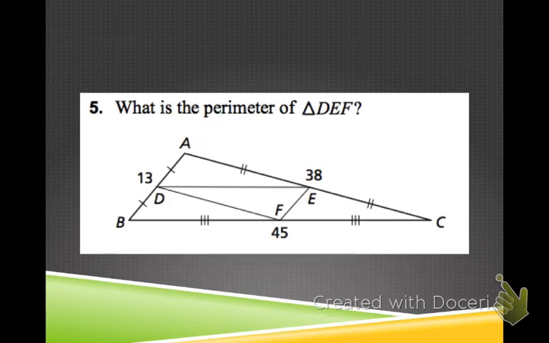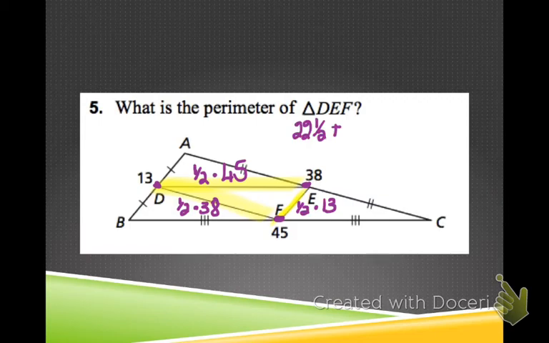Now, they want to find the perimeter of our mid-segment triangle DEF. Well, you know that it's a mid-segment triangle because it connects all the midpoints, and therefore each one of these sides, like DE, is 1/2 the length of the third side, which is BC, so it's 1/2 of 45. I know that DF has to be 1/2 of 38, and I know that the third side, whatever that is, has to be 1/2 of 13.